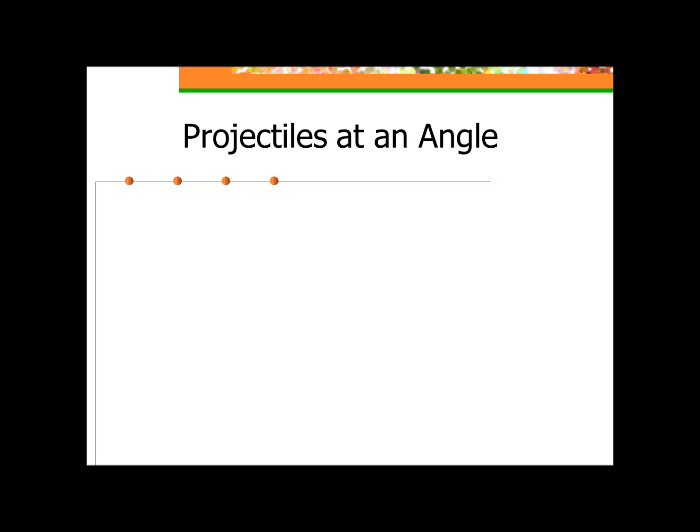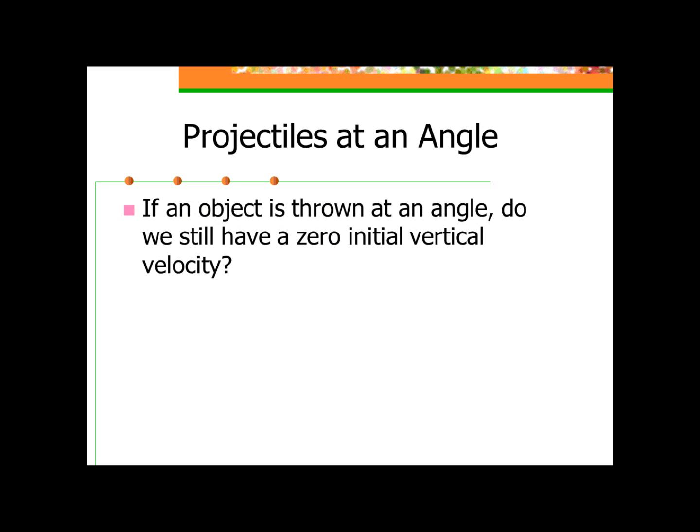So now let's talk about what happens with projectiles at an angle. Well, if an object is thrown at an angle, do we still have a 0 initial vertical velocity? Well, if it's at an angle, then that means that not only is there a horizontal component, but there's also a vertical component. We'll see this in a second. So the answer is no, there is not an initial vertical velocity of 0 anymore.